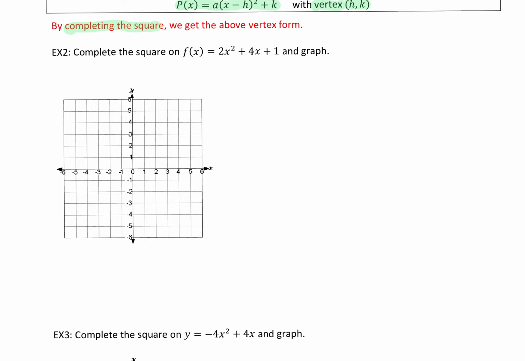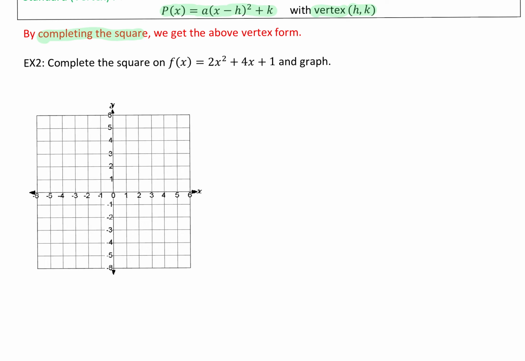Let's go ahead and do example 2 so I can either remind you or show you how to complete the square. 2x squared plus 4x plus 1, that's not a perfect square trinomial. I can't factor it into something squared. So the first thing I want to do is make sure my x squared only has a 1 in front of it. This one has a 2. So I'm going to factor out that 2 from just the x portion of it.